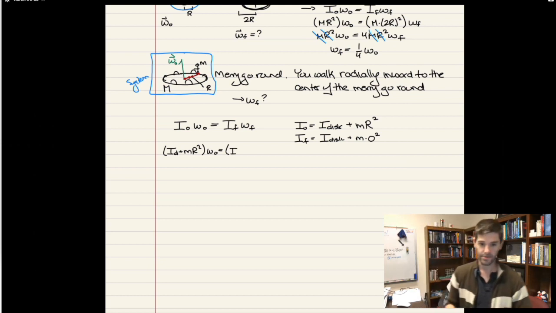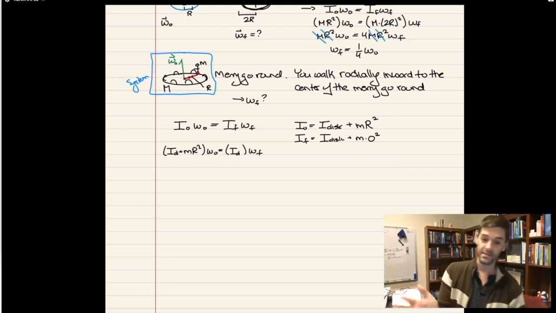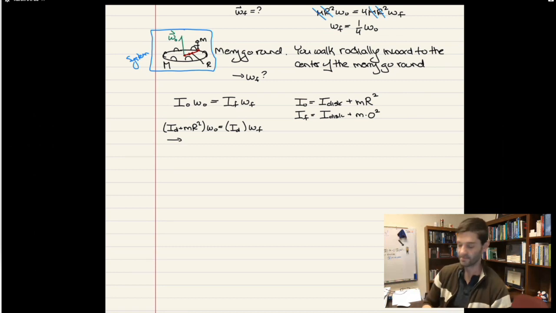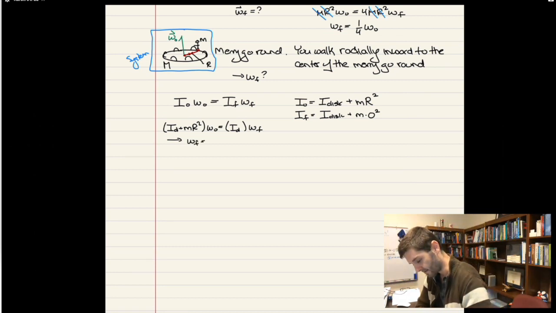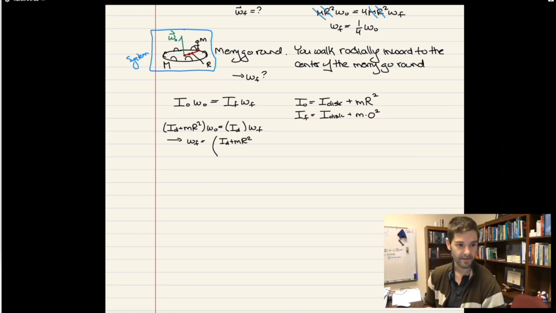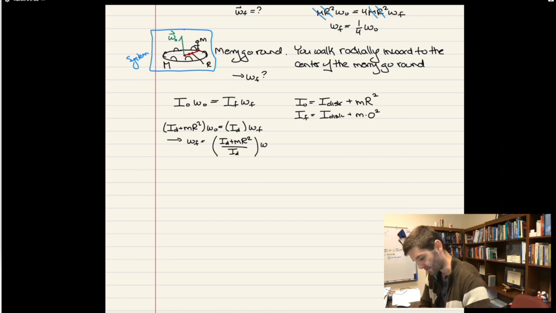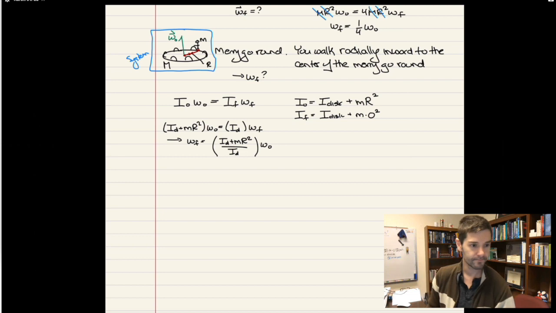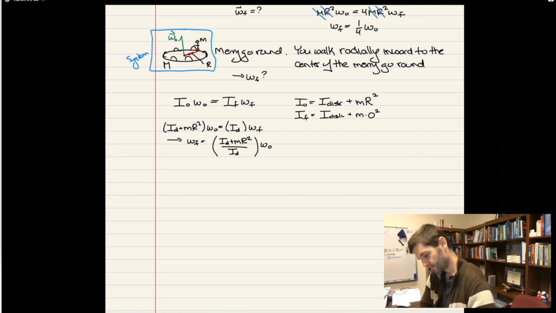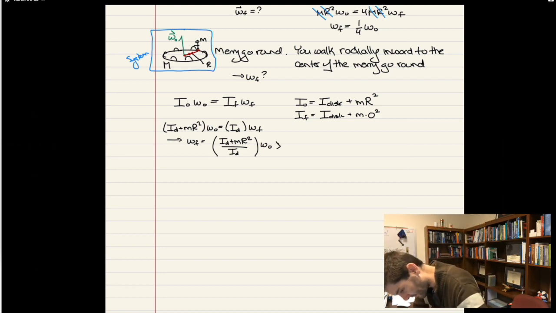The final rotational inertia, after I've moved my way towards the center of the merry-go-round, I am now at the axis of rotation. That R has gone to 0. This just becomes I disk. It's just the inertia of the merry-go-round. Or you could think of it as there is my contribution, but it's multiplied by 0 squared. And so then similarly, you have I disk plus little m R squared times omega naught equals I disk omega final.